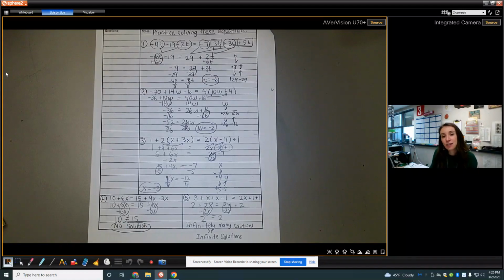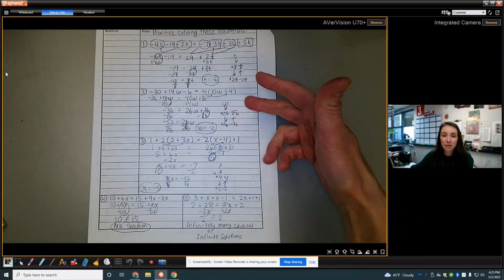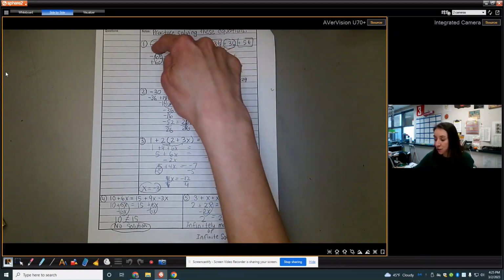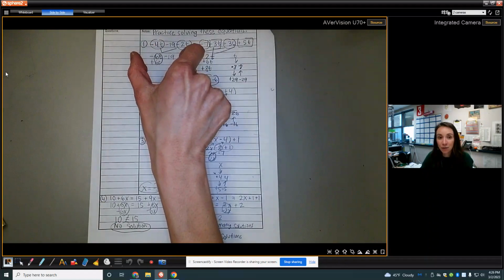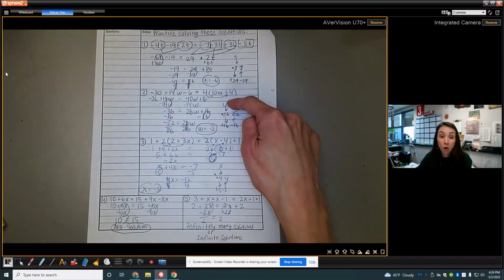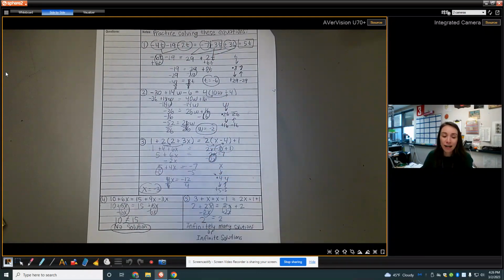All right, Math Masters, here's a quick little recap of this. These first 3 problems right here are examples of an equation having one solution. You'll see that the only answer for this equation right here to make this side of the equal sign equal to this side is negative 6. This one, the only answer it could be is negative 2. This one, the only answer for x is negative 3.